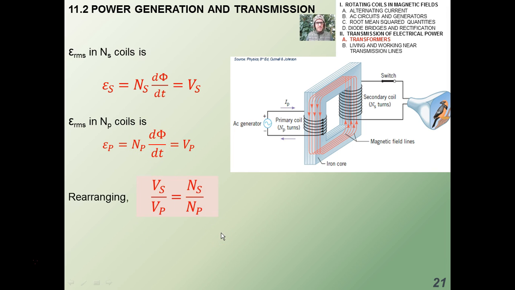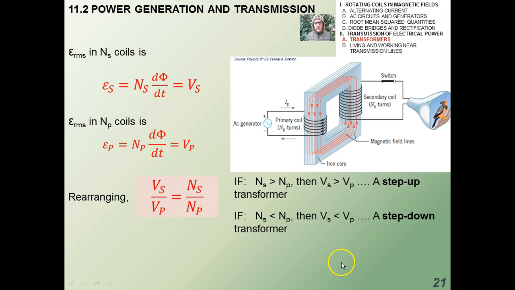If I rearrange this, I end up with Vs over Vp equals Ns over Np, okay? So a very, very clever way to get a different potential, an induced potential, by utilizing the number of coils in Faraday's law, okay?